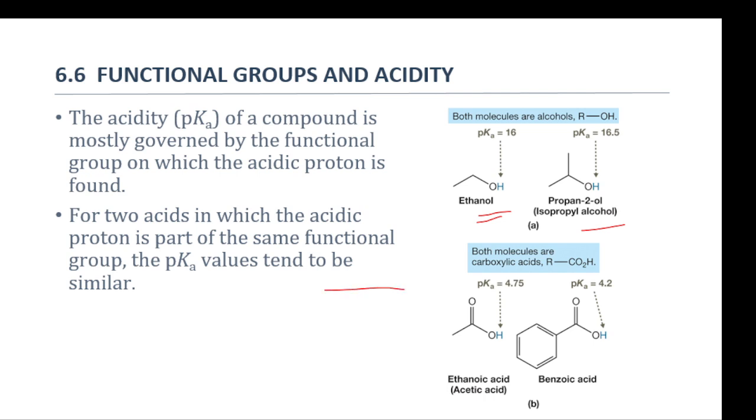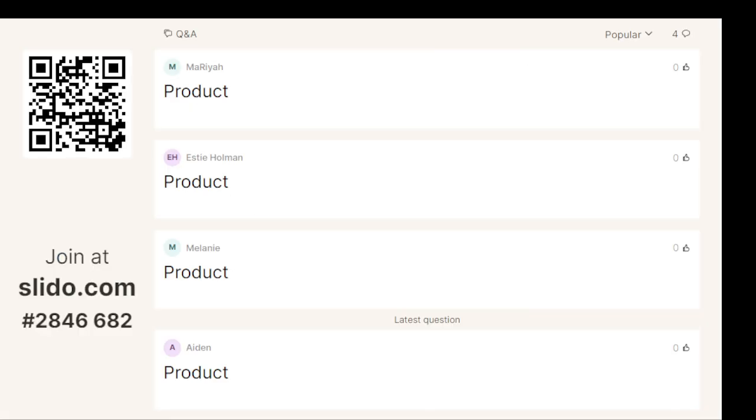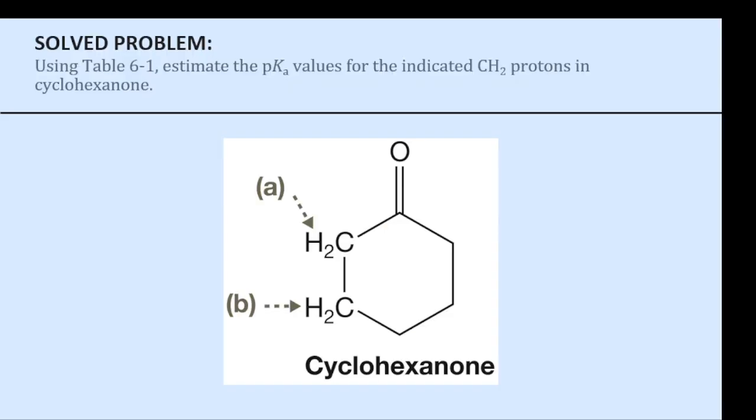Right here we have the carboxylic acids. These are more typical acids that you've seen before, right? Which is why they're called carboxylic acids. Because they would lose protons in water. Okay. So if we use table 6.1, let's estimate the pKa values for indicated CH protons in cyclohexanone. What would these pKa values be?